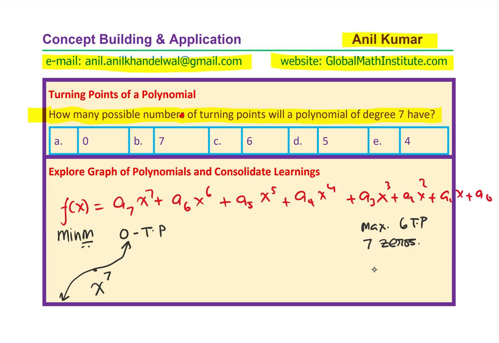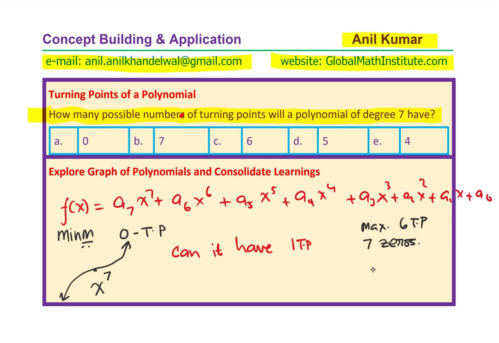Okay. Some people might think that from 0 to 6 could be the answer. That gives you 0, 1, 2, 3, 4, 5, 6, 7 number of turning points resulting into this answer. But that will be incorrect. You know why? Answer this question. Can it have one turning point?